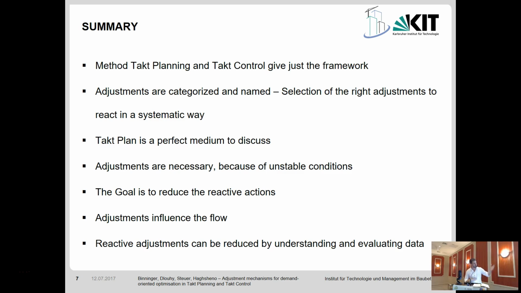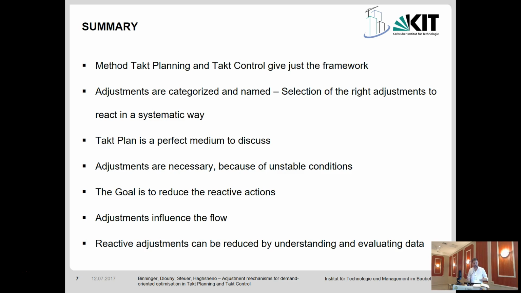So it's a perfect way, how we see it, to use this tech plan to discuss with the workers, with the client, and also between the different participants of the general contractor. And what we do is we have this adjustment mechanism, or we have this adjustment on the construction site because we have really unstable conditions. So we have to adjust something there. It's not possible right now, and I think also not in the future. So we have them, but we have to work with them, and we really have to use them in a systematic way.